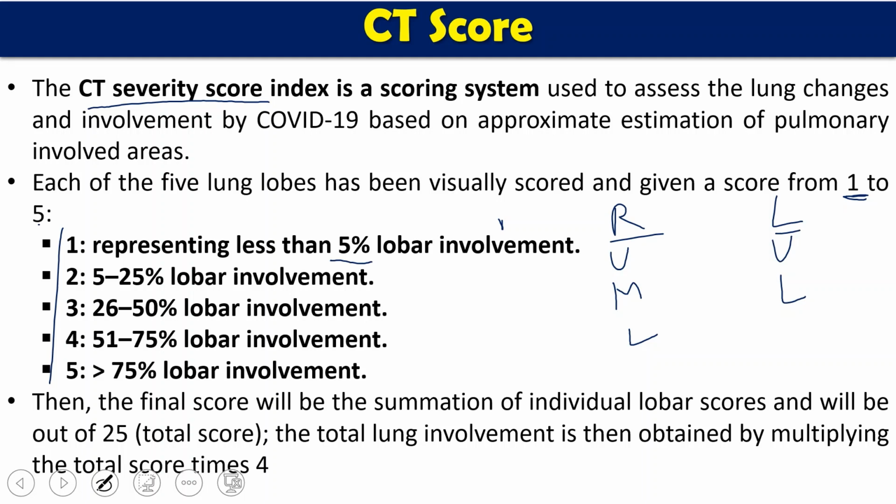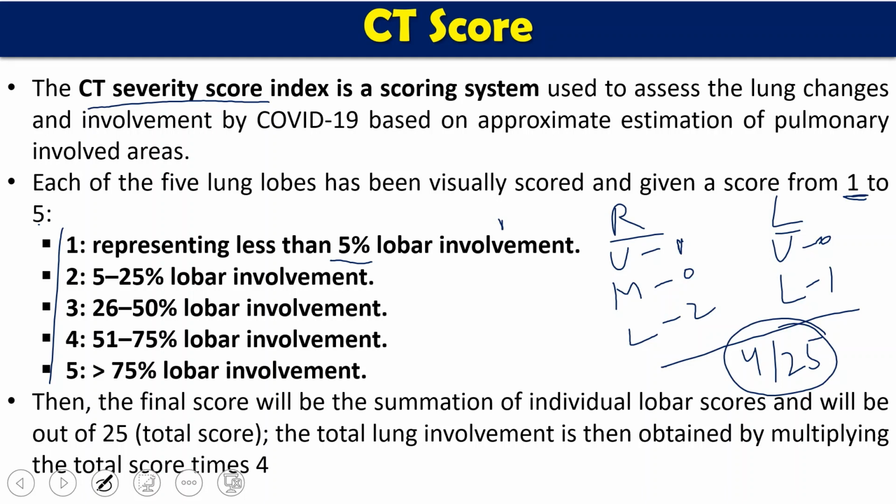For example, suppose these 5 lobes have got some scores. Here we have got 1, here 0, here 2, here 0, and here 1. So for this patient the total score is 1, 2, 3, 4, that is 4 out of 25, because for every lobe we have fixed 5 as the maximum score. Out of 5 they have got 1, 2, 1, and two places 0. In the end we multiply this score by 4. So 4 multiplied by 4 equals 16, so the CT severity score is 16.